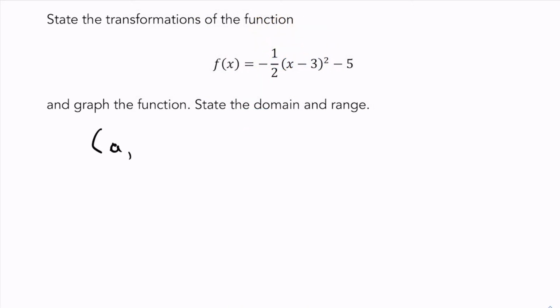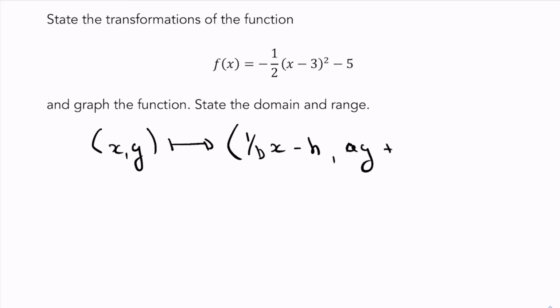I take any points, I'll use x and y for my generic points of my base graph, and I map it to... so whatever the b value is, I'm going to use the reciprocal of it, 1 over b, x, and then minus h, which is the horizontal shift, and I'm going to have a y, which is the vertical stretch or compression, plus k, which is the vertical shift.